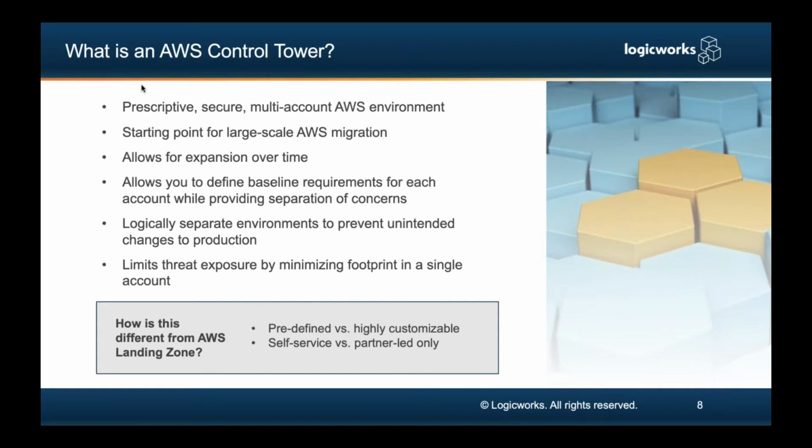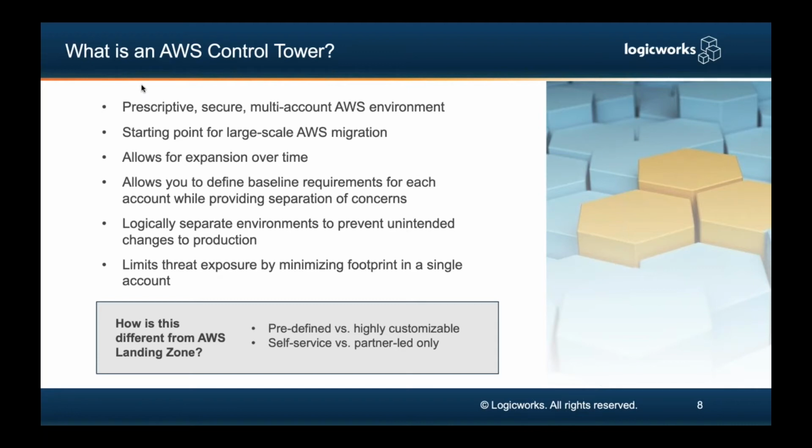We can also separate the environments to prevent unintended changes to production. Like I mentioned before, if I'm making a change in dev and dev is isolated in its own account, that change is not going to affect my production resources in a production account. Whereas if they're all in the same account, they might affect each other. And finally, you limit your threat exposure. If there were a breach and they get into your dev account, they're not going to have access to your production data unless you explicitly give them access through cross-account roles, right?